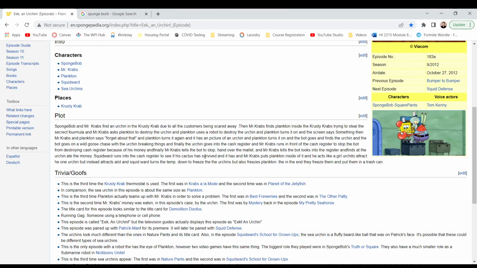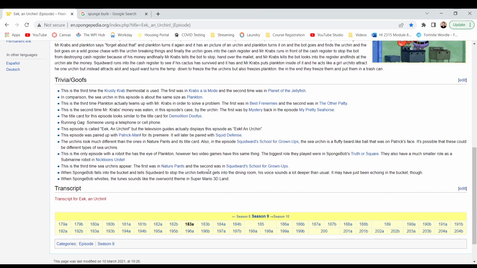The episode is called Eek an Urchin, but the television guide displays the episode as Eek and Urchin. Very interesting. The episode was paired up with Patrick Man for its premiere. It will later be paired up with Squid Defense. Urchins look much different from the ones in Nature Pants in the title card. Also in the episode Squidward's School for Grown-Ups, the sea urchin is a fluffy beard-like ball that was on Patrick's face. Possibly these are different types of sea urchins.